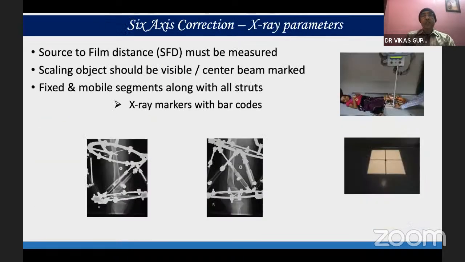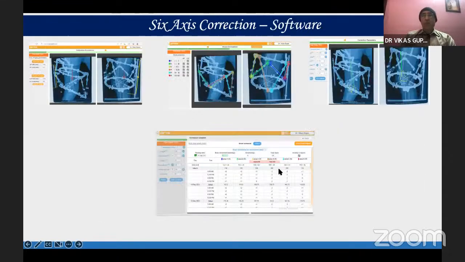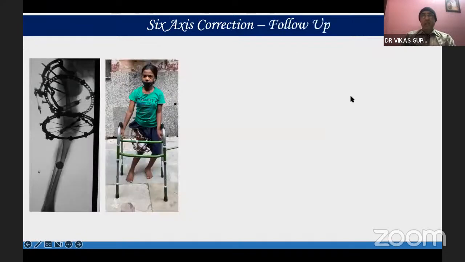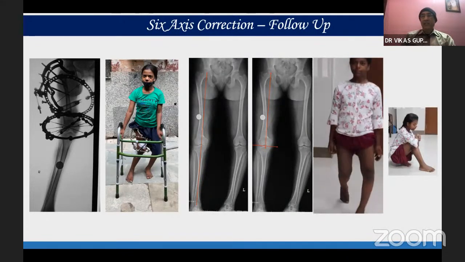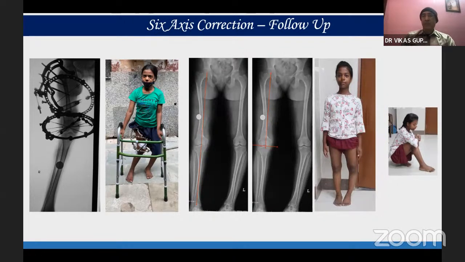And again, the same process, you measure the source to film distance. A scaling object should be there, a center beam like this, you can use anything. And the fixed and mobile segments should all be visible on the X-rays. So same process, the software is almost similar to the SUV with some minor changes, and you get the correction chart like this. And you could see this was the picture. Now the good thing is you ambulate the patients during the treatment. And this is the final X-ray on the right side, mechanical axis is centralized. And that's her gait. So I will plan her for the left side.